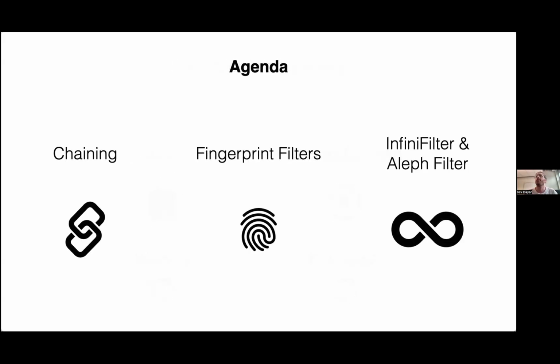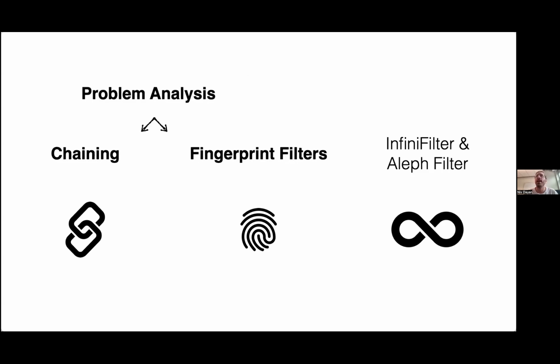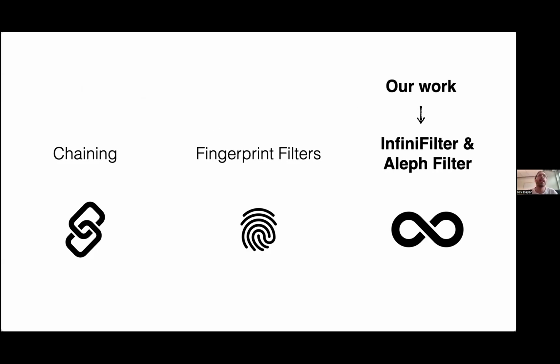Okay, so now I'm going to explore 3 different solutions to this problem. The first two, chaining and fingerprint filters, this is mostly problem analysis. We'll maybe try to do that in 10 minutes-ish, and then I'll get to InfiniFilter and AlFilter, which is really the bulk of our work. Okay, so we have a pretty thorough problem analysis. Any questions so far about context, motivation?